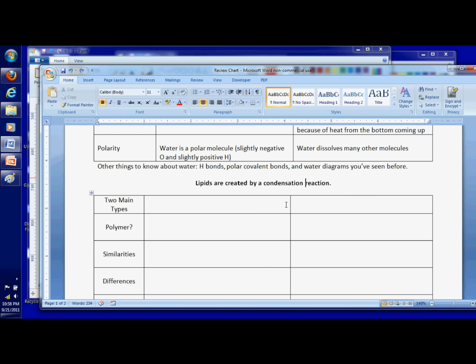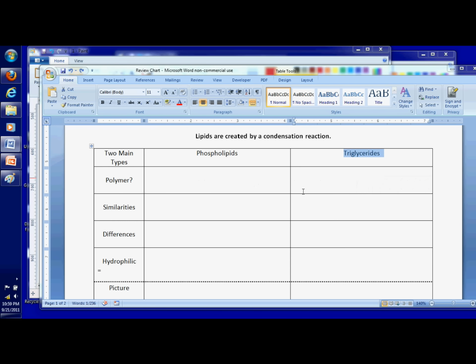Alright, back to our Word document. The 2 main types of lipids we talked about are phospholipids and triglycerides. Again, these will become really important when we talk about cells, but you at least have to know some of their structure now. And triglycerides that I just showed you being made, but these are both made the same way, just adding 2 tails instead of 3. But essentially the same thing.